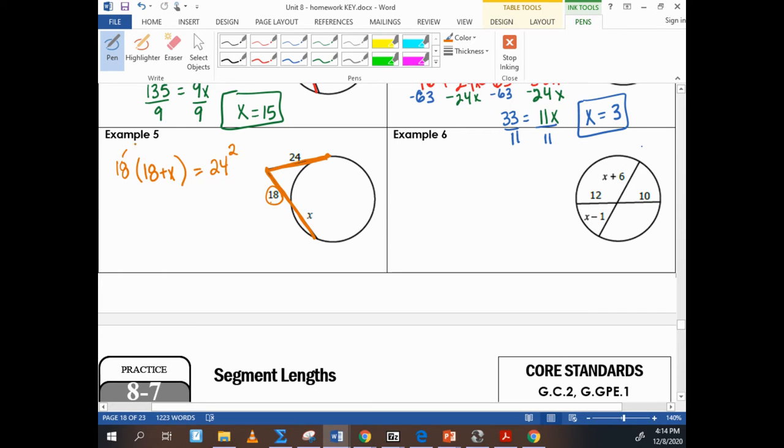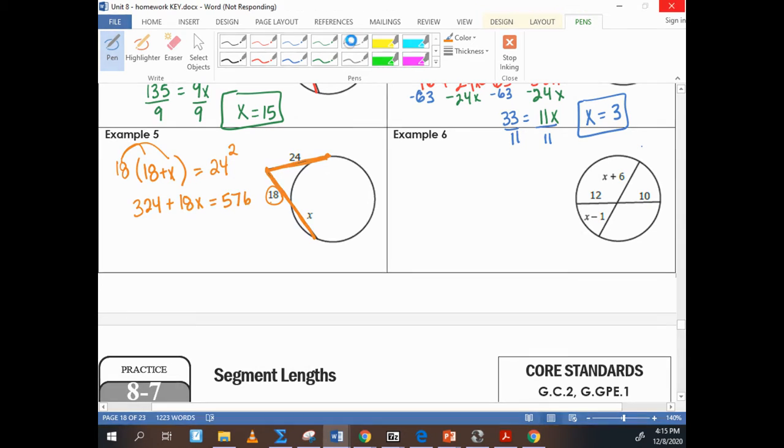All right, let's solve. So 18 times 18 gives us 324 plus 18 times x. 18 times x is just 18x. All right, that is equal to 24 times 24. 24 times 24 is 576.